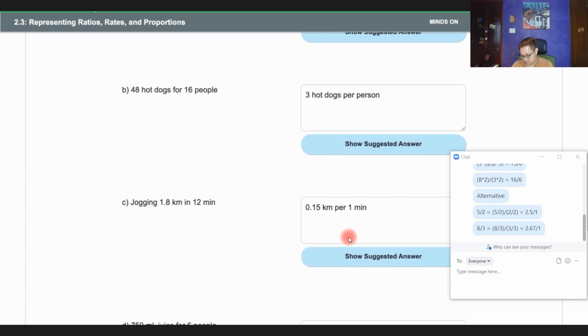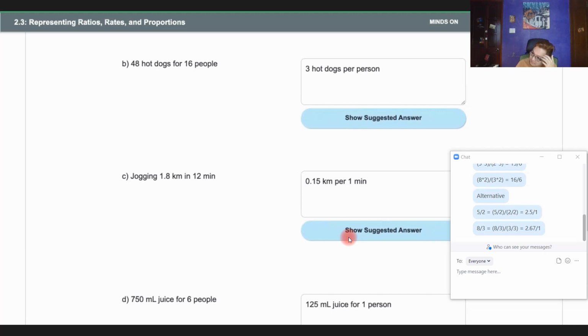So this one is 1.8 kilometers in 12 minutes. So you take the 1.8 kilometers and divide by 12 minutes, so you get 0.15 kilometers per minute. So that's 150 meters per minute. That's not much, because 1 minute is 60 seconds, so basically you move about 2.5 meters per second. That's an okay speed for a jog. Maybe it's a woman's speed.